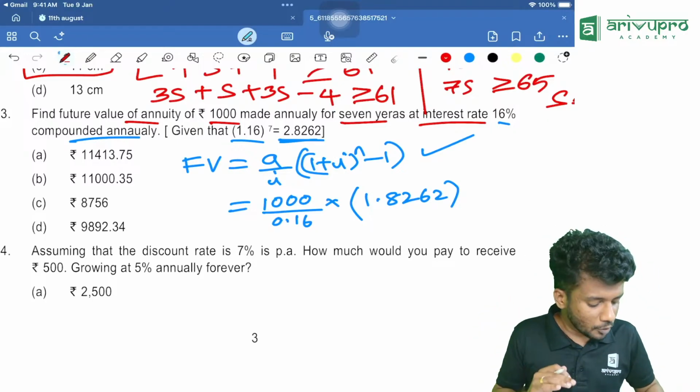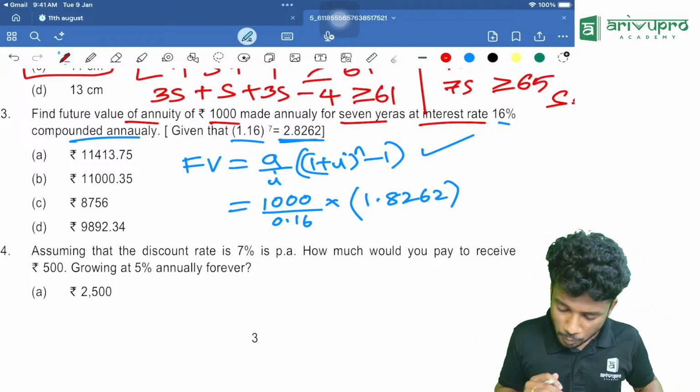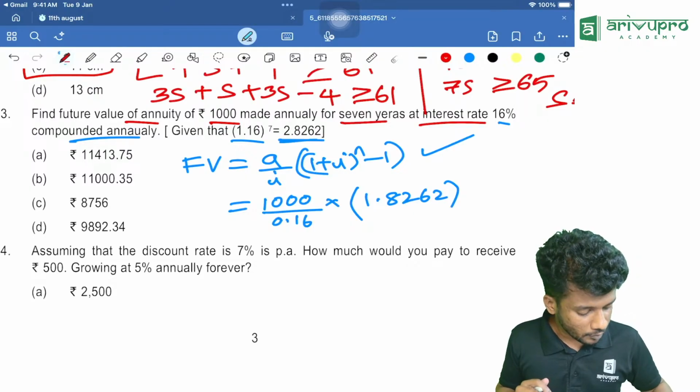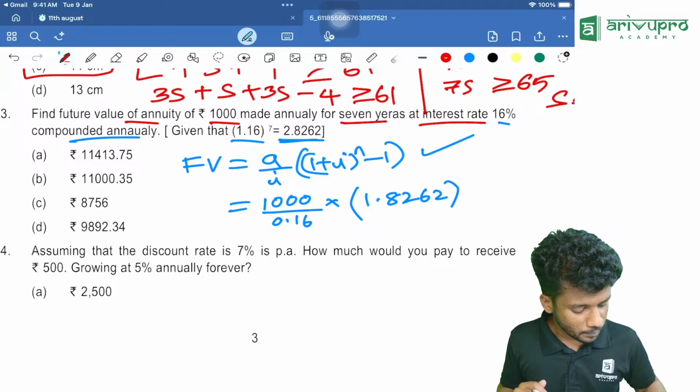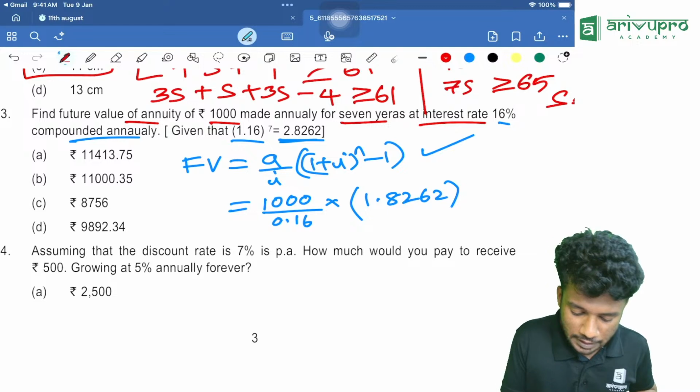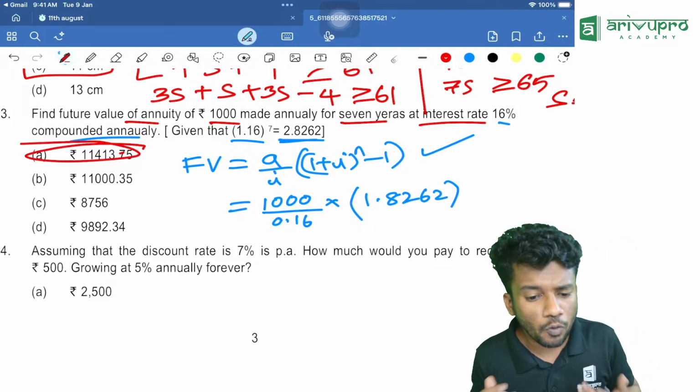Okay, now that is how much? 1000 into 1.8262 divided by 0.16. How much did you get? You got it as option A, 11,416.